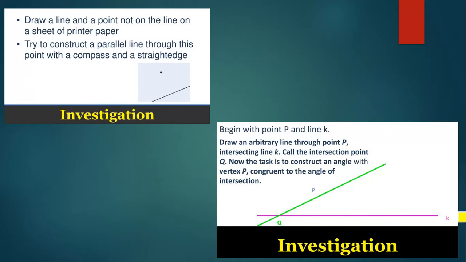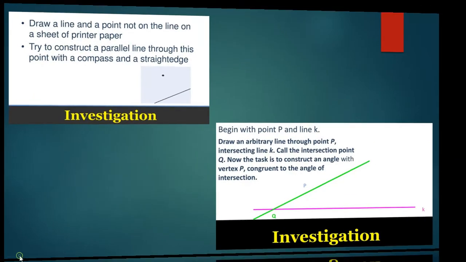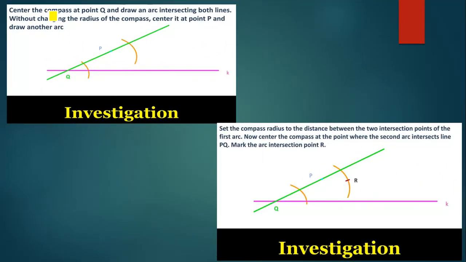So here this is a line, that is K, and point P. Draw an arbitrary line through point P intersecting line K at the intersection point Q. Can you see this? The line through P and line K both intersect at point Q. Now the task is to construct an angle with the vertex P. Then center the compass at point Q and draw an arc intersecting both of the lines. Can you see this?